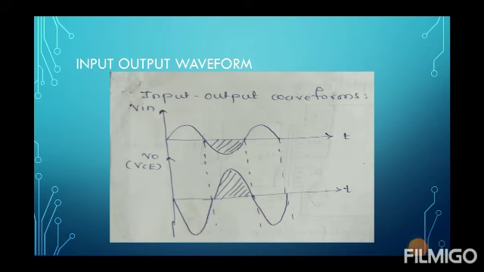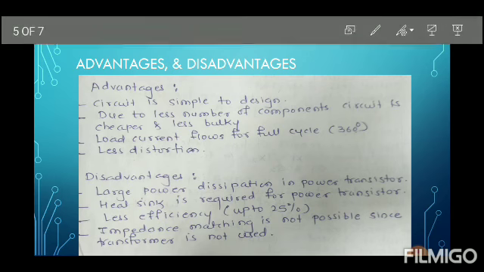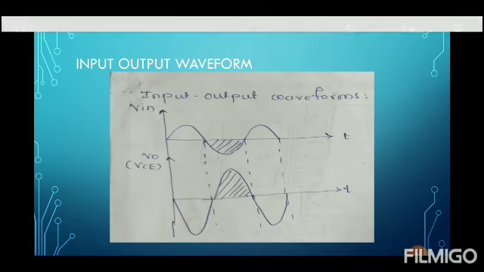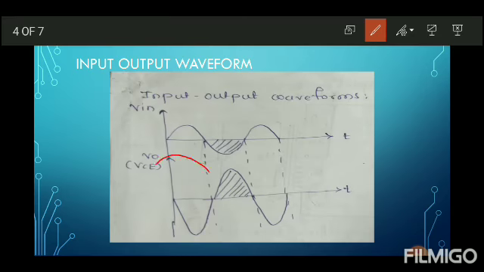These are your input and output waveforms. We can see that that is your input waveform. We can see it is a small AC waveform, and in the output, that is VO at VCE, you can see that it is amplified and it is out of phase.